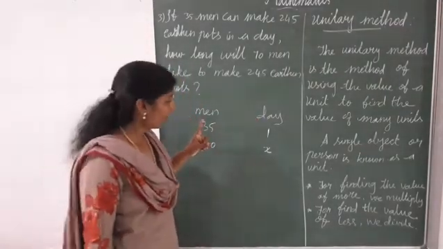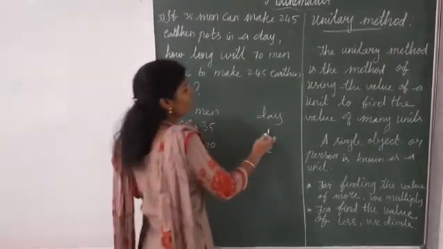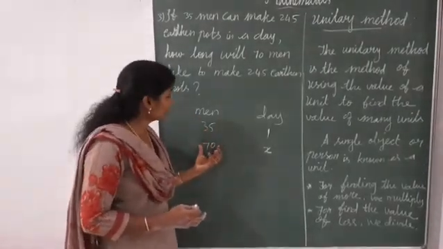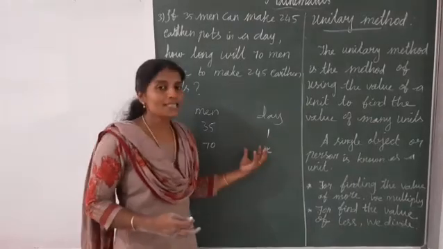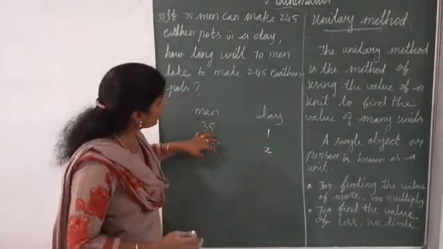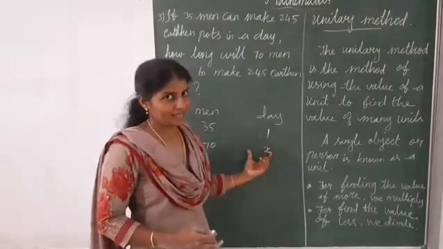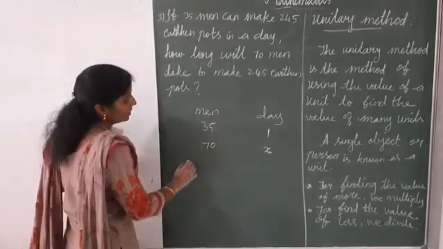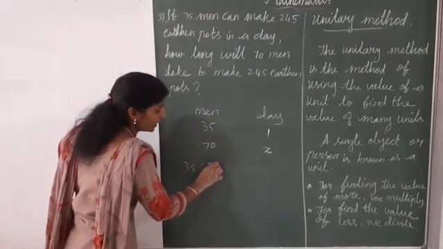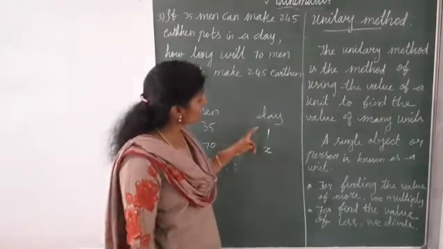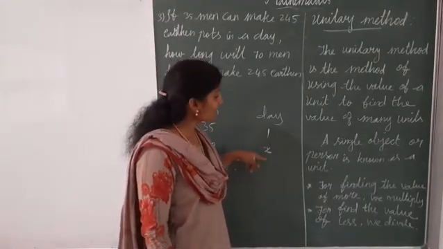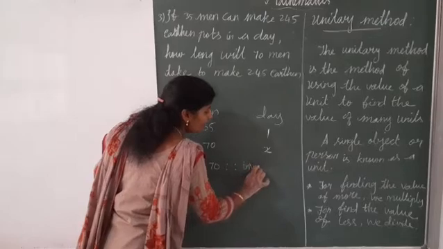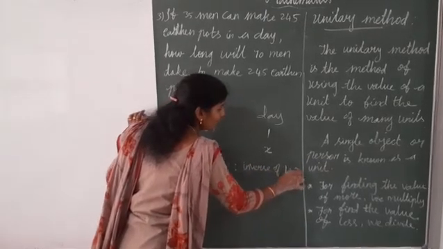First you can find out. 35 men, 1 day. 70 means the number of men is increasing, isn't it? Now 70 men will take fewer days, isn't it? More men, less days. More men, less days. So this is what? Inverse proportion. So 35 is to 70 as, inverse proportion means, inverse of 1 is to x. X is to 1, isn't it? Inverse of 1 is to x.